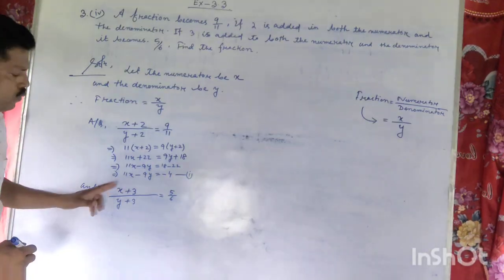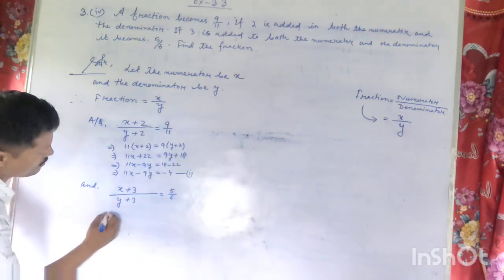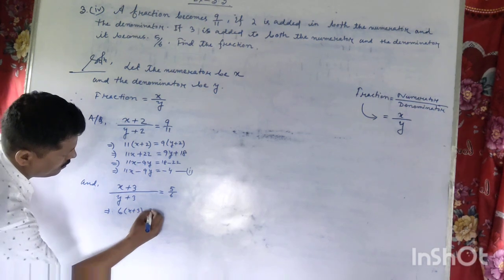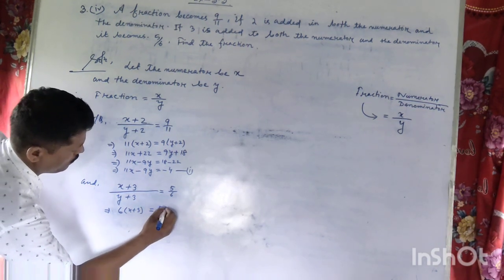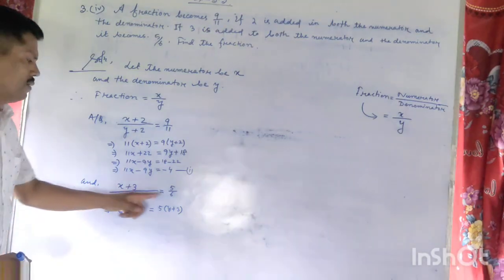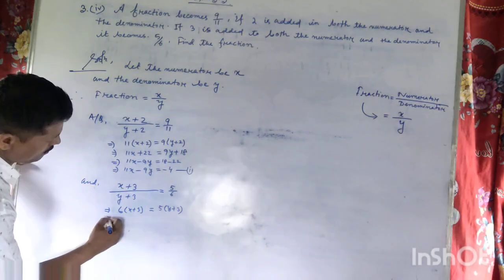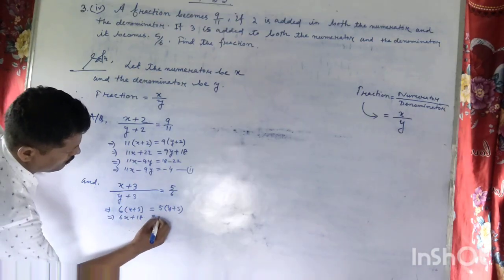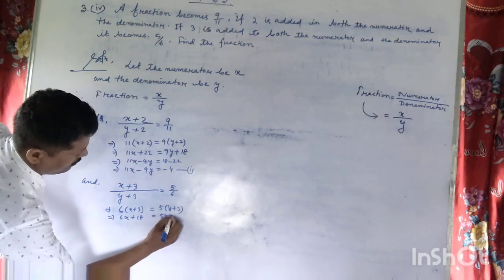Now we have to cross multiply this once again. See here, 6 into x plus 3 on the left hand side, and 5 into y plus 3 on the right hand side. Cross multiplying, we get 6x plus 18 is equal to 5y plus 15.